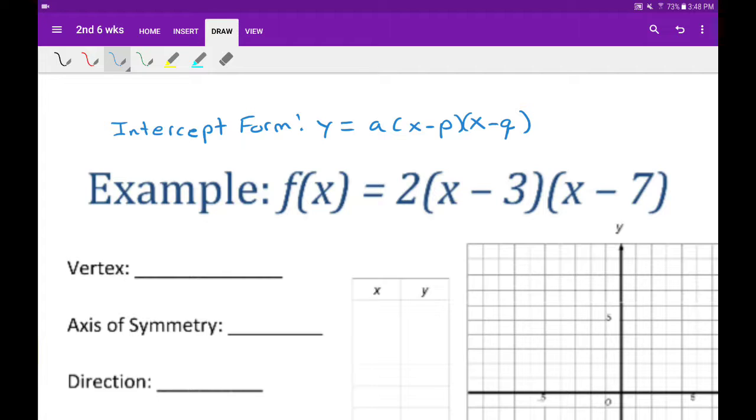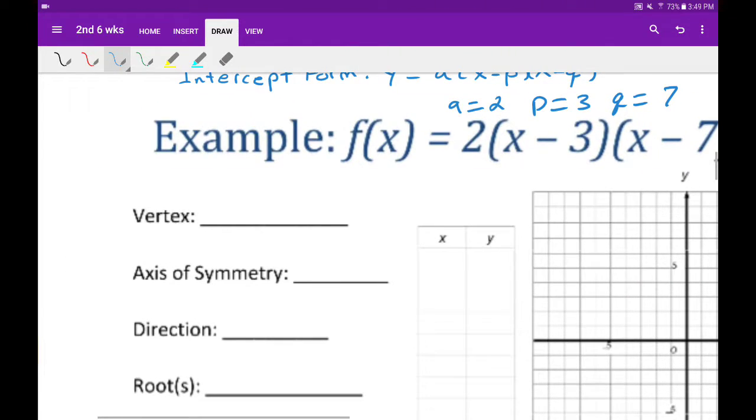So we have three coefficients we're interested in: the a value, the p value, and the q value. In this one, a is equal to 2, p is equal to 3, and q is equal to 7. Like vertex form, the p and the q will be opposite because of these two negative values in the equation. So be sure to change those signs when you're using them in your formulas.